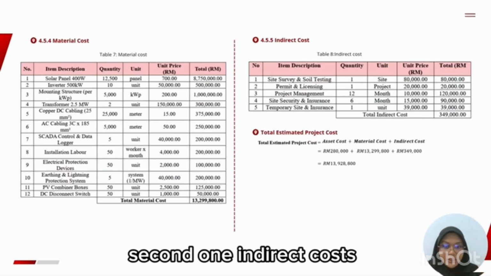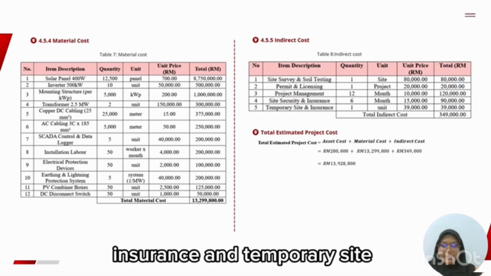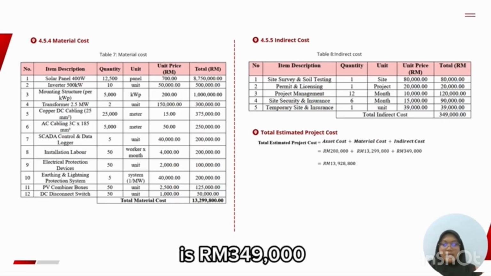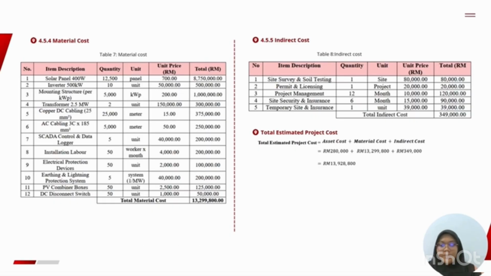Second one, indirect cost, includes site survey, permit and licensing, project management, insurance and temporary site. For indirect cost, the total is 349,000 ringgit. For the material cost, this is the major portion.